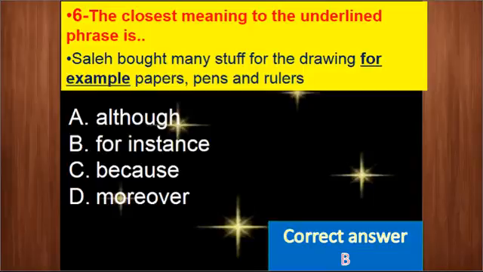In question number 6, here again we are talking about the closest meaning of the underlined word, the phrase. Salih bought many stuff for the drawing, for example, papers, pens, and rulers. The best word that is closest in meaning for the phrase for example is for instance, and the correct answer is B.